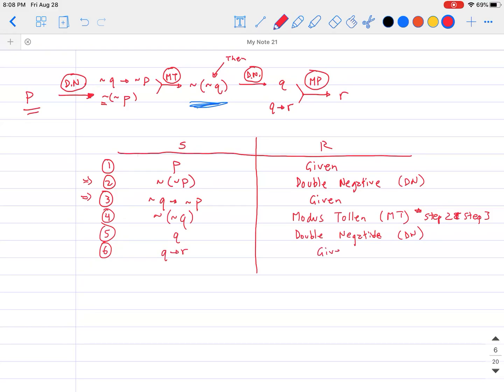I also know that Q implies R, because that was given, right? So notice how, as I said, you use the given only when you actually need it, so that people can see when you are actually using it versus leaving it alone. Step 7 is going to be just plain old R, and that's going to be modus ponens, or MP for short. All right, so that should do it.